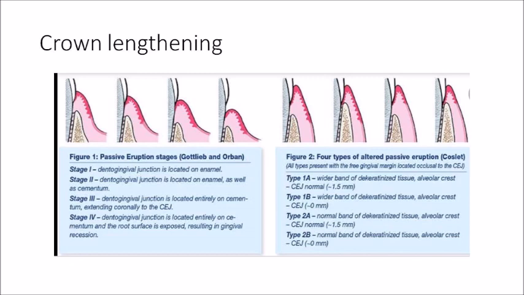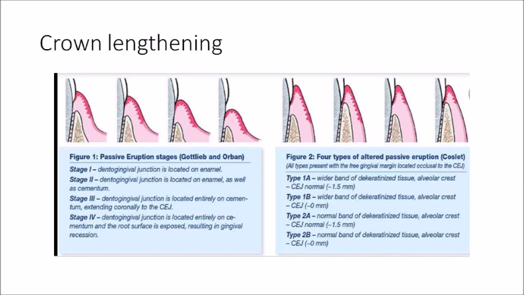You can see from the figure. In stage 2, the dentogingival junction is located on enamel as well as on cementum. You can see it is partly on enamel and partly on cementum. In stage 3, the junctional epithelium is entirely on cementum, extending coronally to the CEJ. So it is not on enamel, it is fully on cementum, extending up to the CEJ.